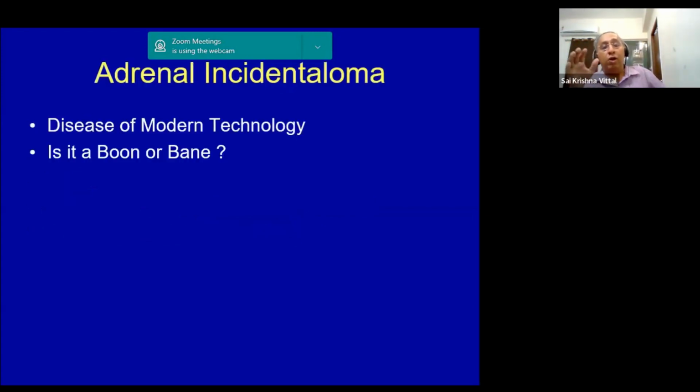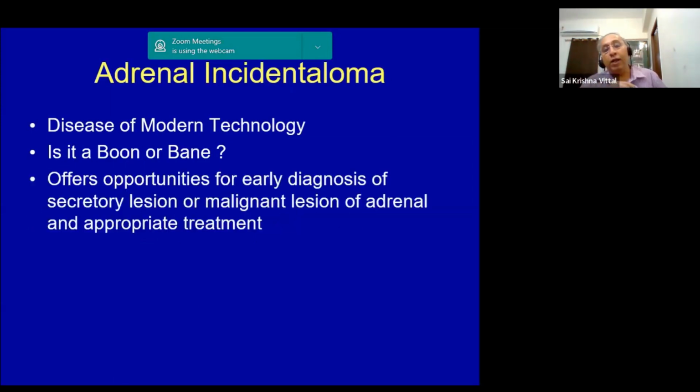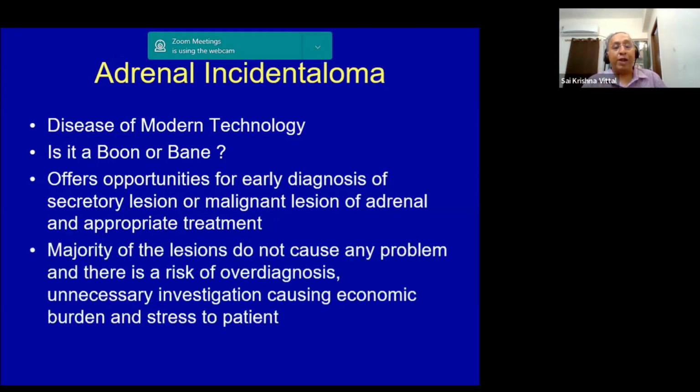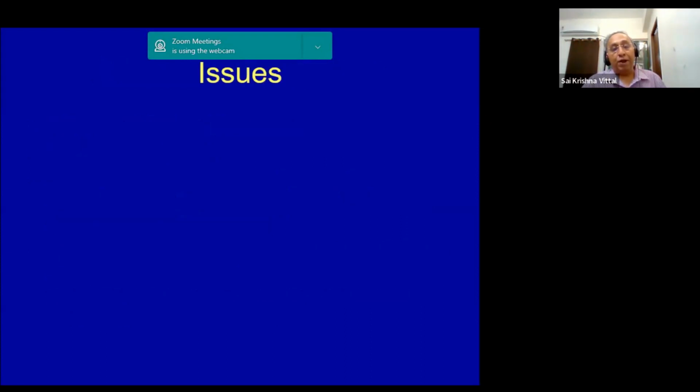When you come to adrenal incidentalomas, the way I see it, it is a disease of modern technology. Is it a boon or is it a pain? On one hand, it offers opportunities for early diagnosis of a secretory lesion or a malignant lesion of the adrenal, and hence you can treat them appropriately. On the other hand, the majority of the lesions do not cause any problem, and there is a risk of overdiagnosis and unnecessary investigation causing economic and mental stress to the patient.